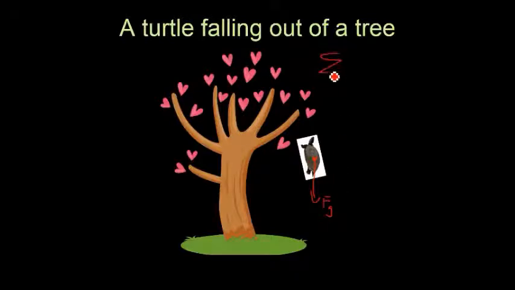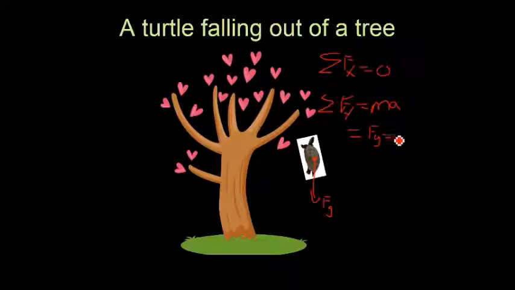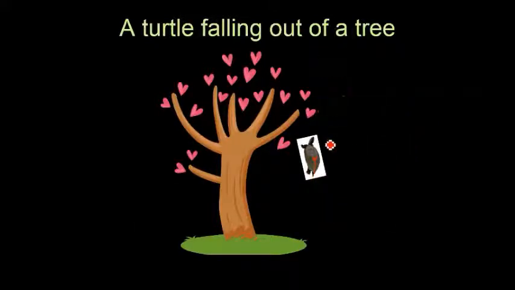So then we say the sum of the forces in the x direction are 0 because there are none, and the sum of the forces in the y direction are not 0. Actually, I should have said the actual force is F_g, and that is equal to not 0, so I'm going to put in ma. All right, try another one.